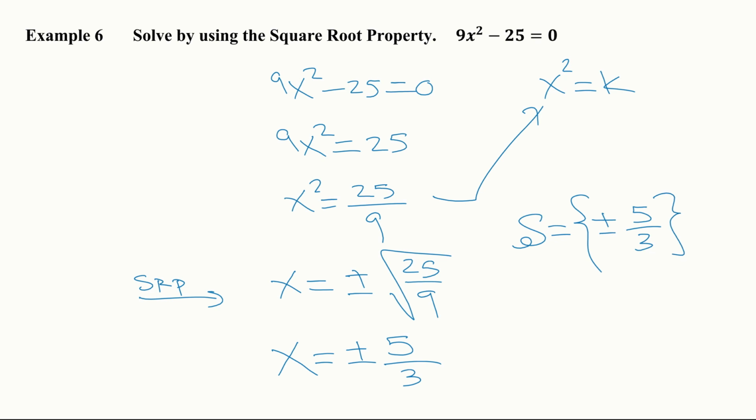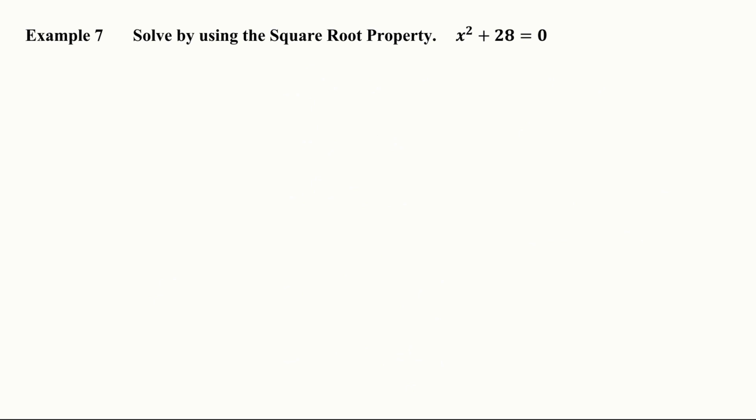All right. So again, make sure you know how to do each of these problems completely on your own before you proceed. All right. So here we're solving this equation by the square root property. So we have x squared plus 28 equals 0. Give it a try on your own.